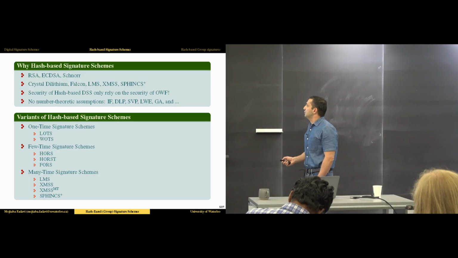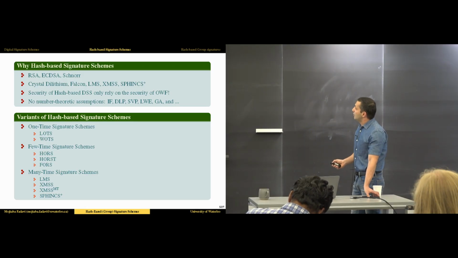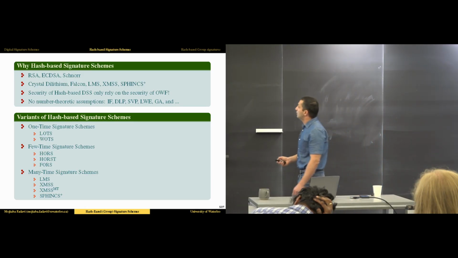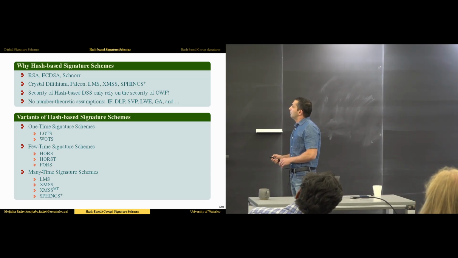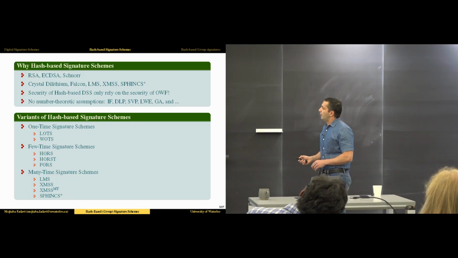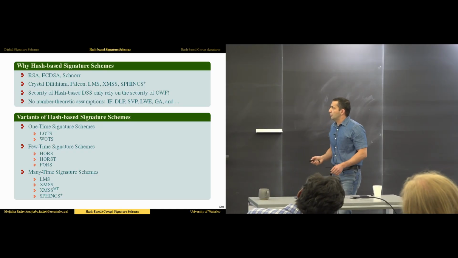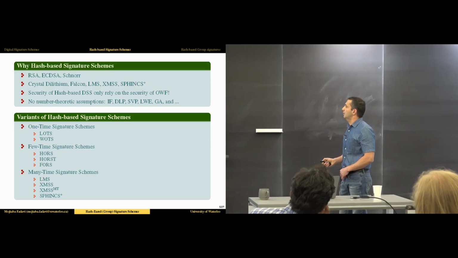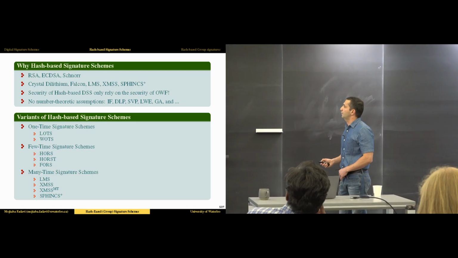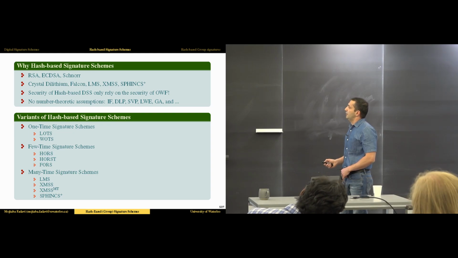There are three variants of hash-based signature schemes: one-time signature schemes, few-time signature schemes, and many-time signature schemes. Using one-time signature schemes, you are allowed to sign only one message. Otherwise, you will compromise the security of the system. An adversary can forge a signature. The one-time signature schemes start with the work of Lamport, and after that was improved by Winternitz. I will explain Winternitz.